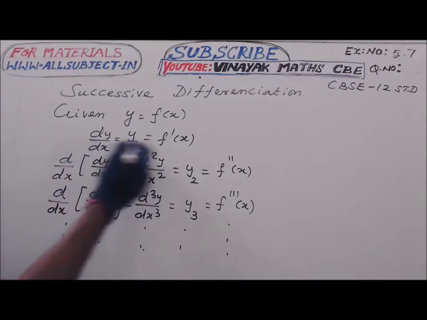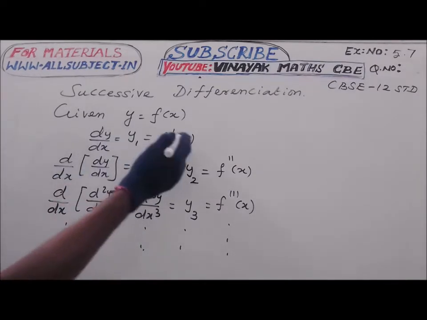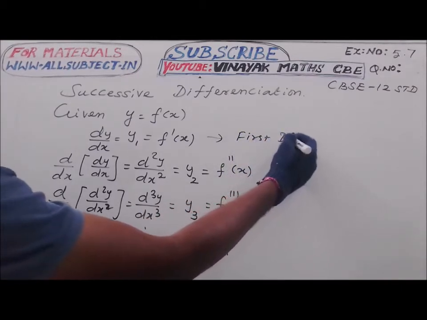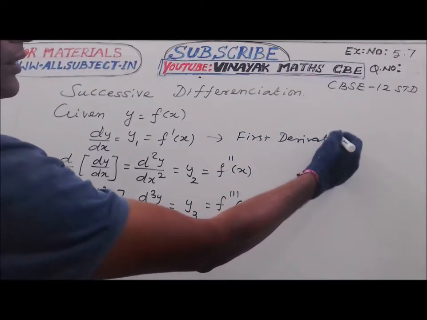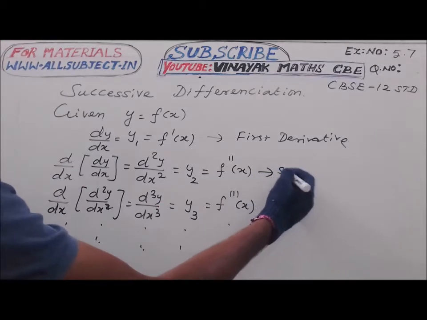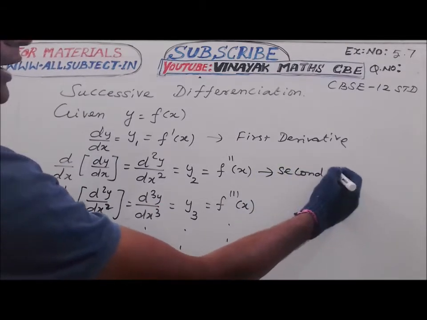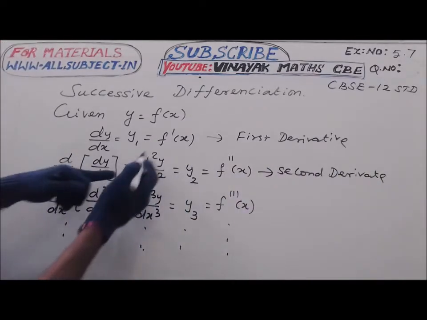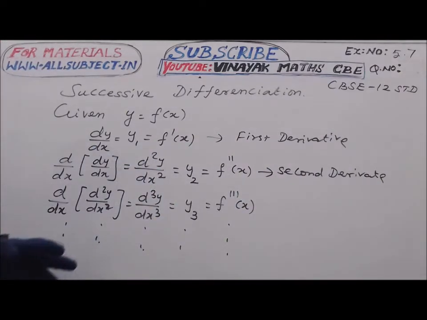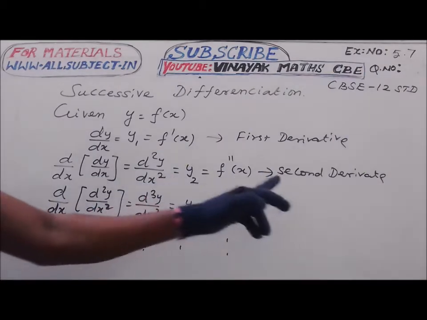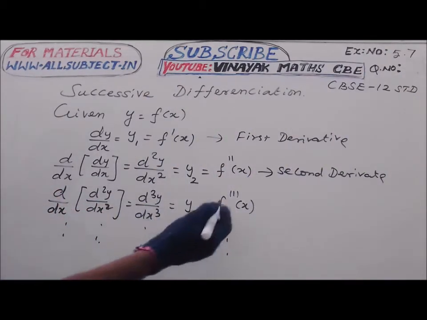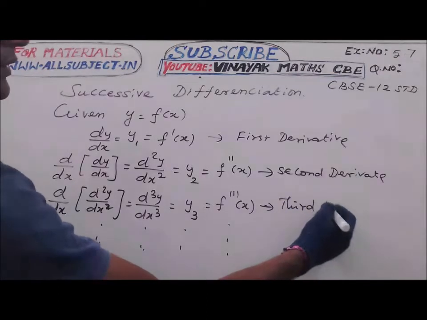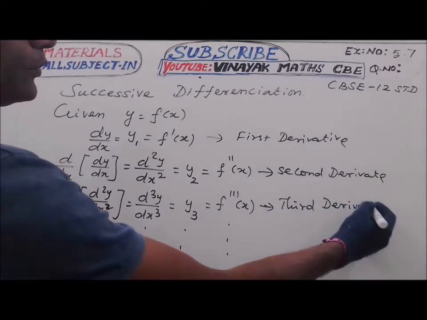So this is known as the first derivative. And this one is known as the second derivative. It will be given in any of these three forms: d square y by dx square, y2 or f double dash of x. These all three represent the second derivative. And this is known as the third derivative.